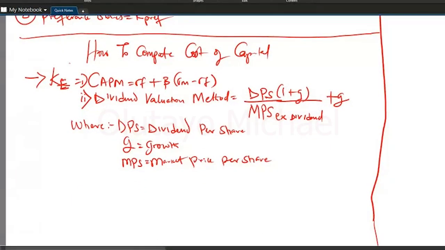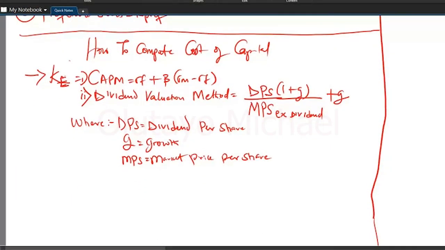Now, how to compute cost of capital? I picked Ke first, which is cost of equity. And then I said we can either use CAPM or the dividend valuation method. If you're using CAPM, this is it. If you're using the dividend valuation method, this is it. But now, we want to look at the challenges, or the challenge we can likely face.